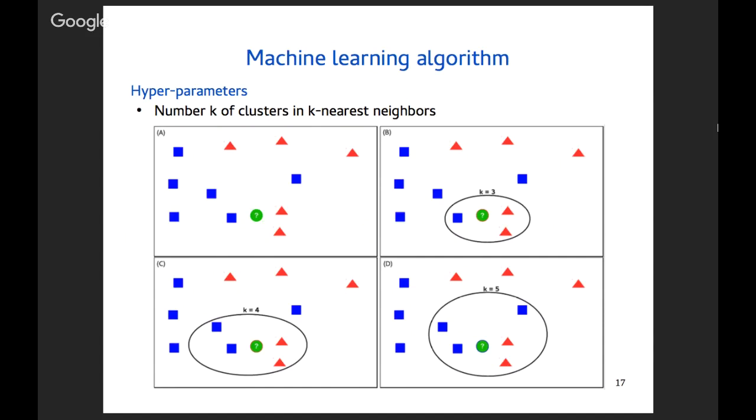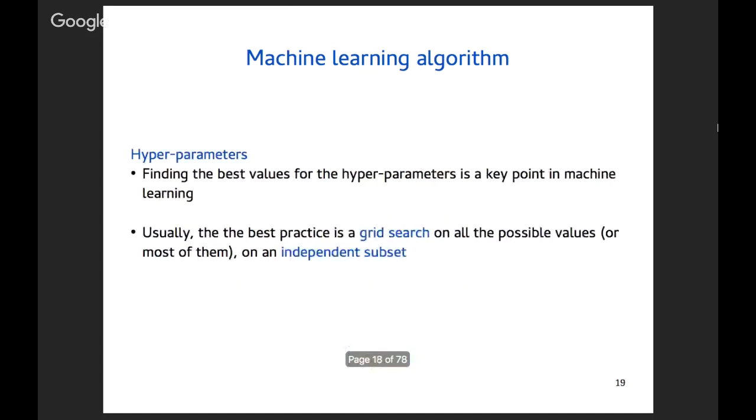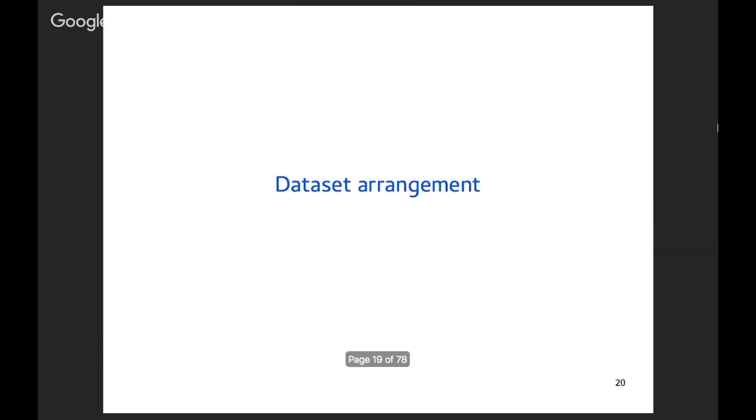And so usually, to find the right hyperparameters for a problem, the best practice is a grid search on an independent subset. And I will explain later how to do it. One point that is very important for machine learning is the dataset arrangement that you have to perform before running your machine learning algorithm.